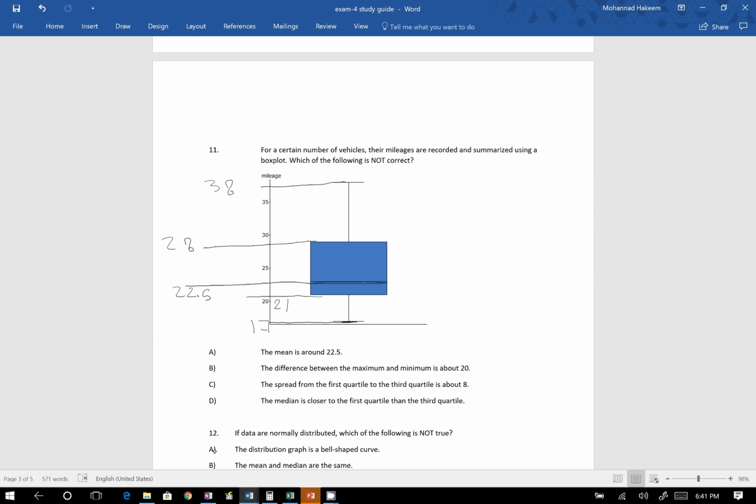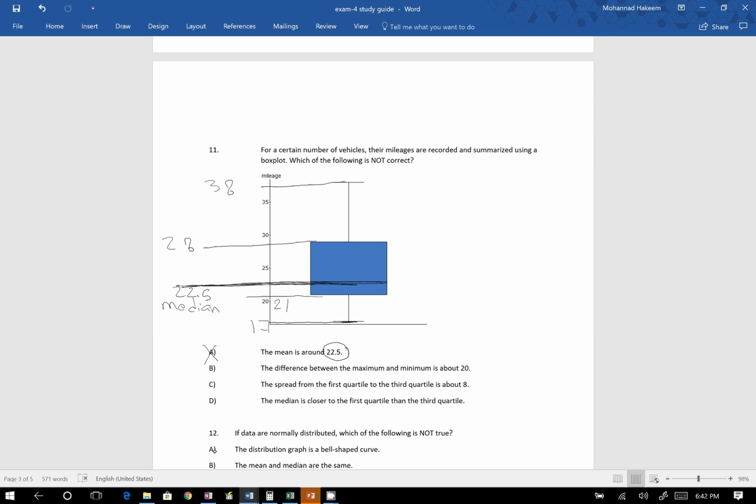So the mean is around 22.5. Now, you may think this is true with only one condition. This is the median, not the mean. So this is the trick. So this is my answer. This is wrong. But to verify, let me make sure that the others are correct.